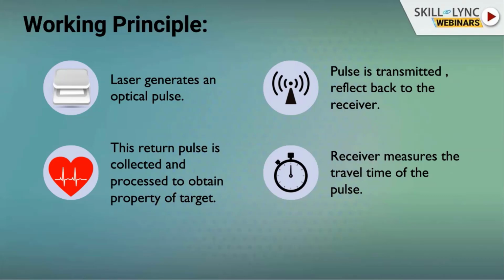After hitting the object, there is a photo detector. We collect on the photo detector whatever reflected beam is coming, and we calculate. The next step is measuring the travel time of the pulse. This is what the LiDAR components do inside the LiDAR.